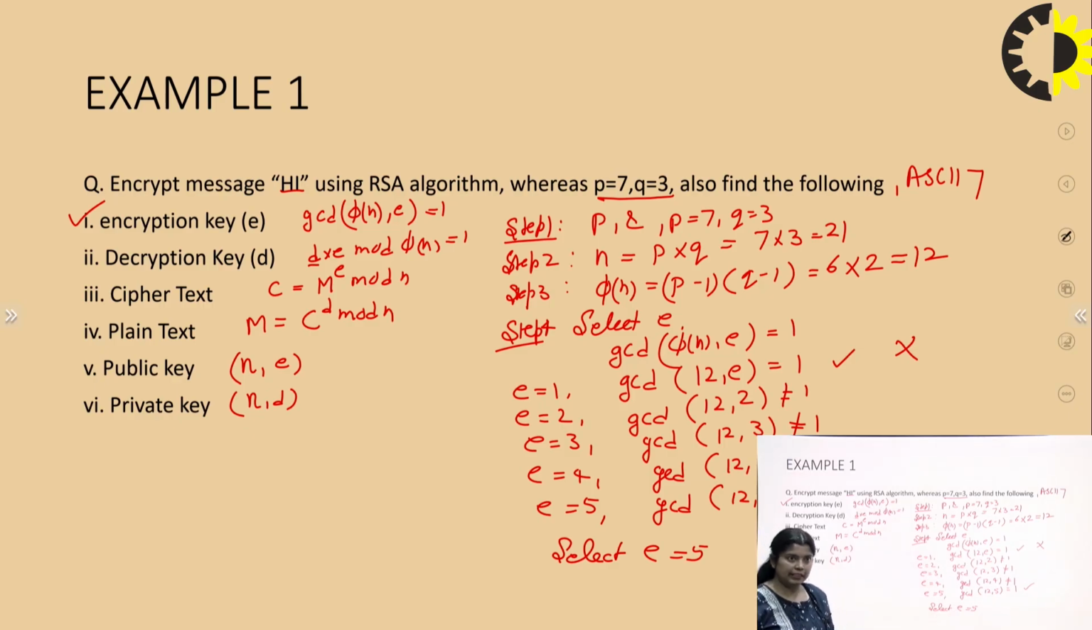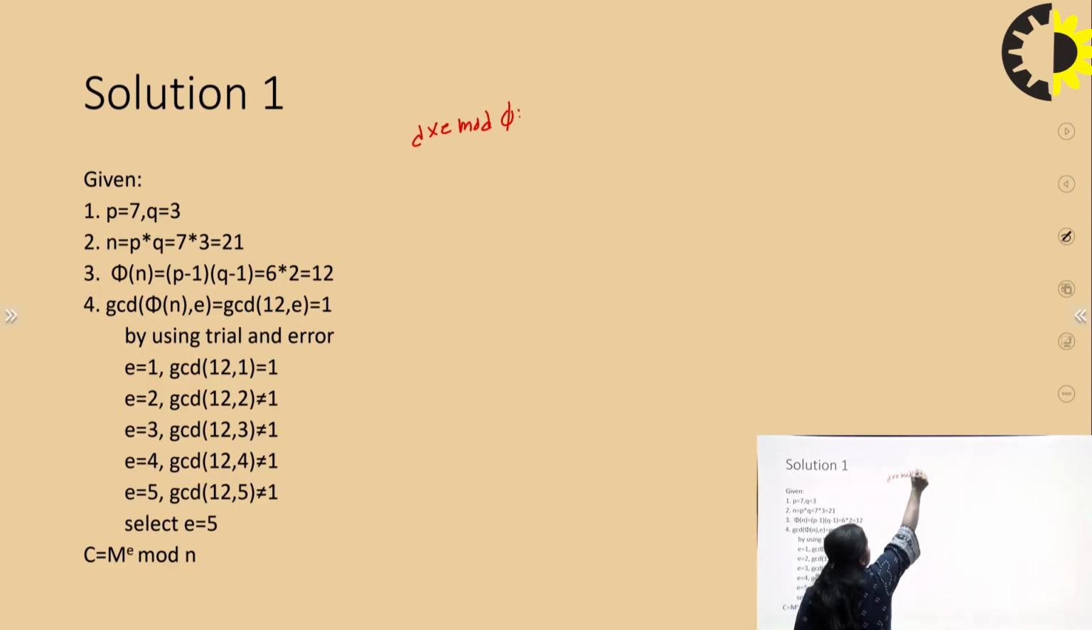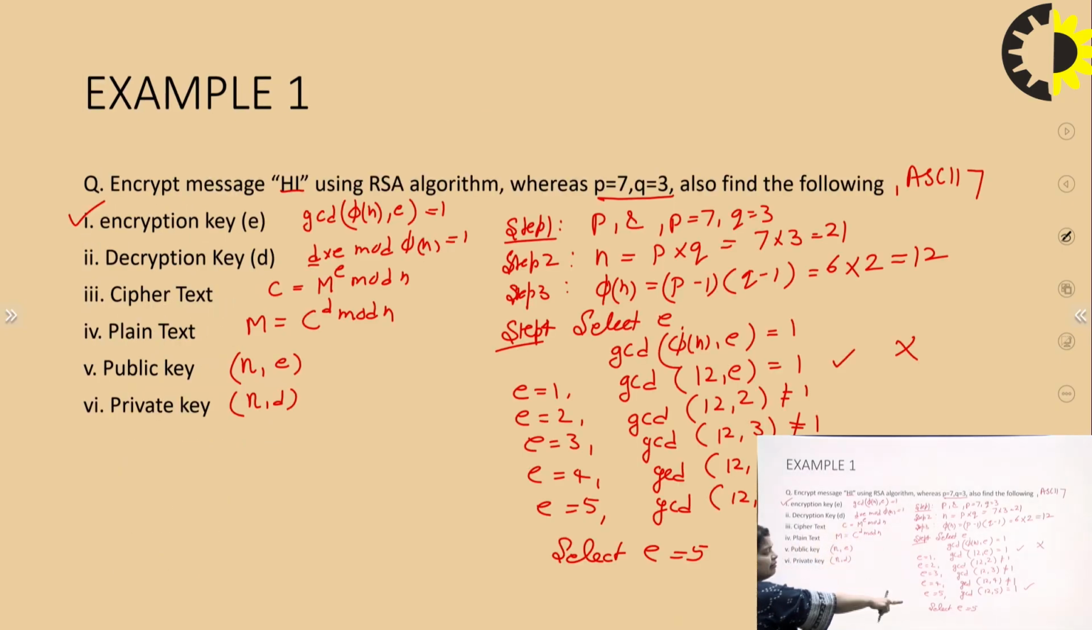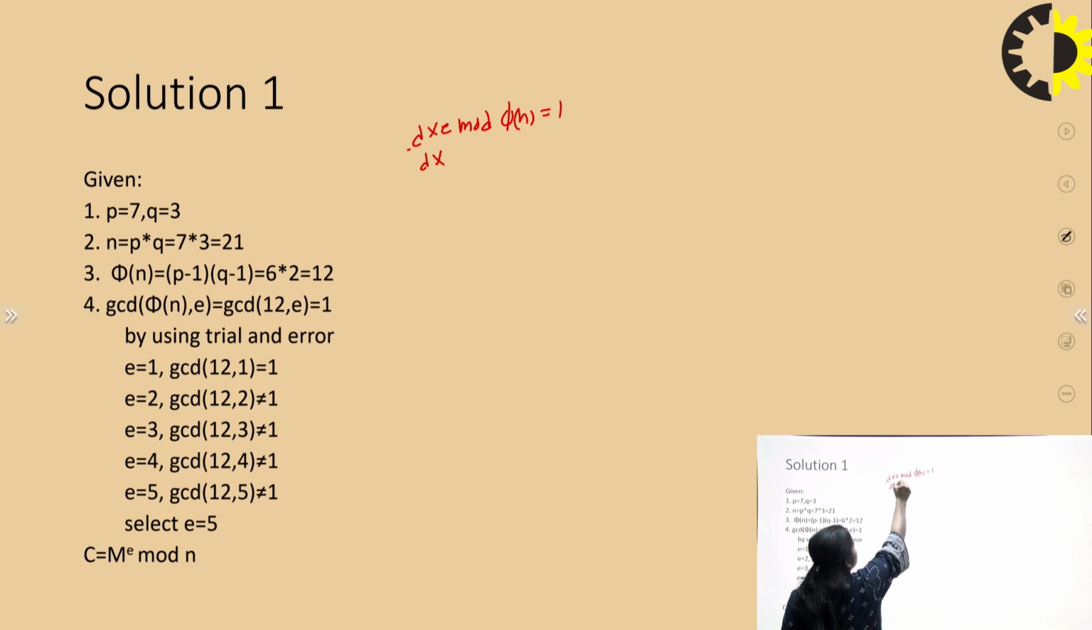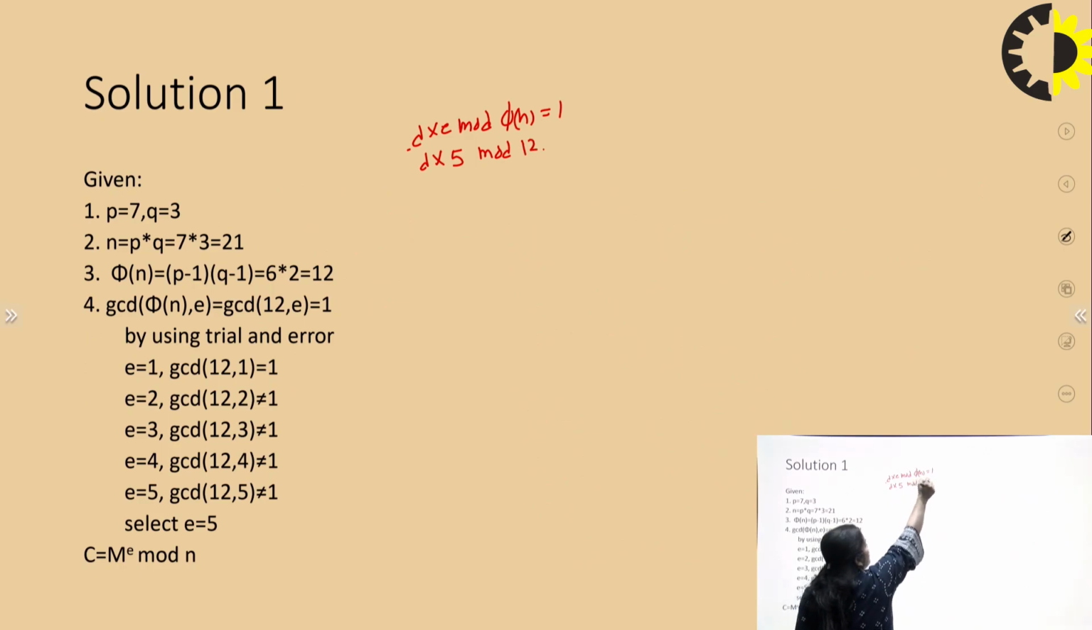After calculating the E, you can also find out the D. So how are you going to calculate the D? D into E mod phi n equal to 1. Now I know E is 5, so this is 5 mod phi of n. Phi of n is already calculated, that is 12. So 5D mod 12 equal to 1.